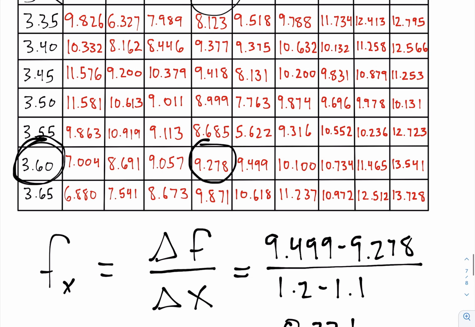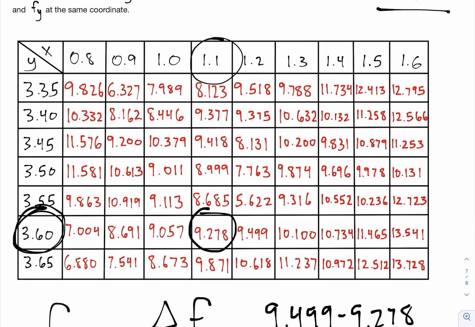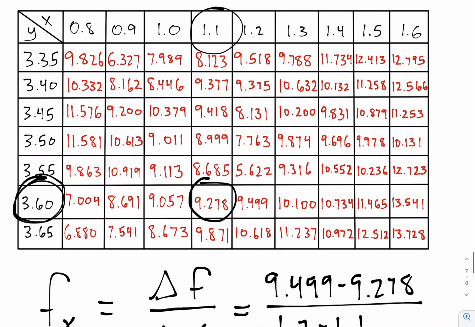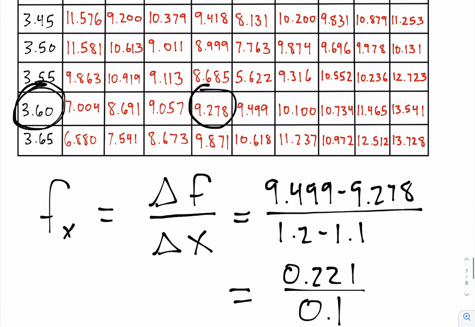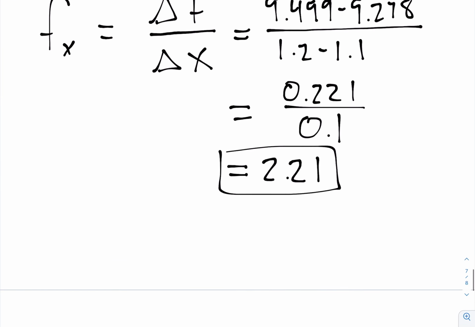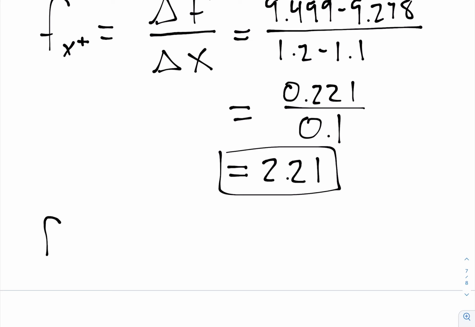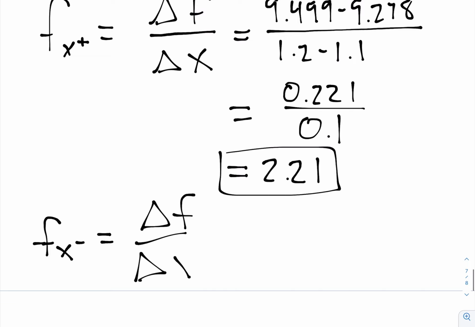Okay, and we can do it the other way. We don't have to nudge towards the right, in the positive x. We could go from 1.1 to 1.0. Okay, and we should get approximately the same thing. So let's do the opposite here. I'll go f of x plus, f of x minus, right? That's still delta f over delta x.